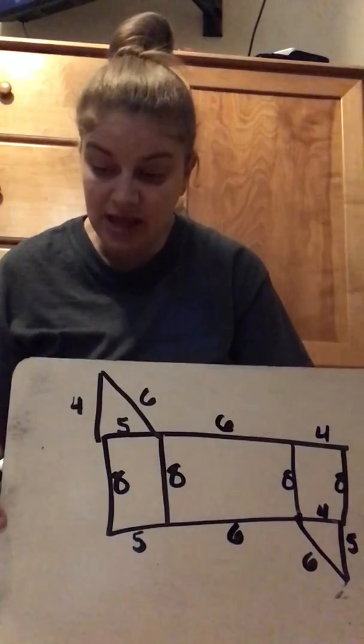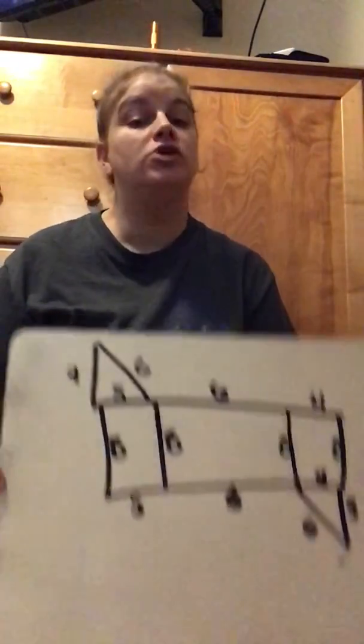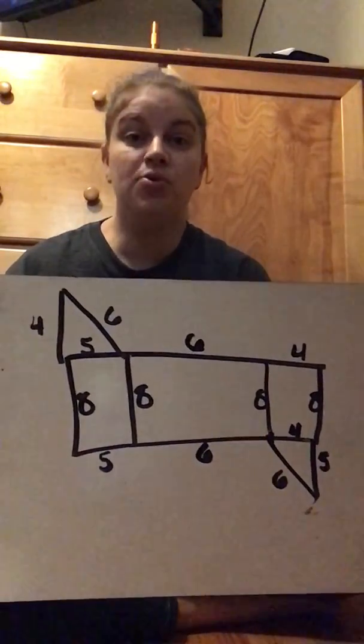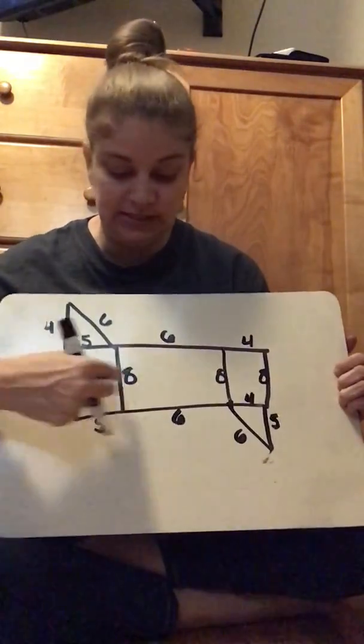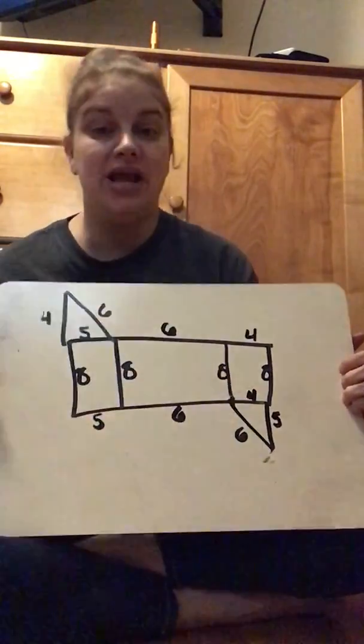First question says, if the net were folded and assembled, what type of polyhedron would it make? First of all, it's going to make a prism because its faces are rectangles and its bases are triangles. Since the bases are triangles, it would make a triangular prism.